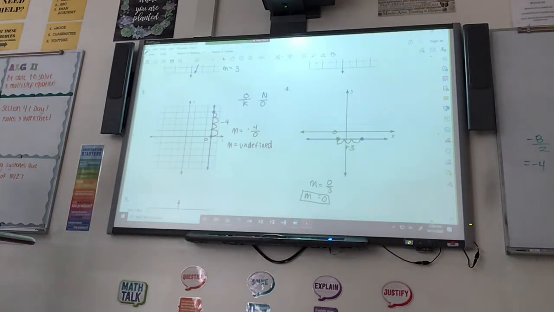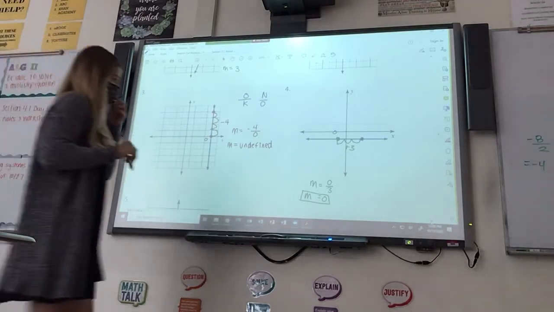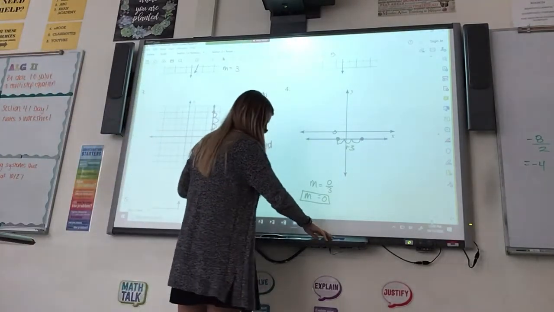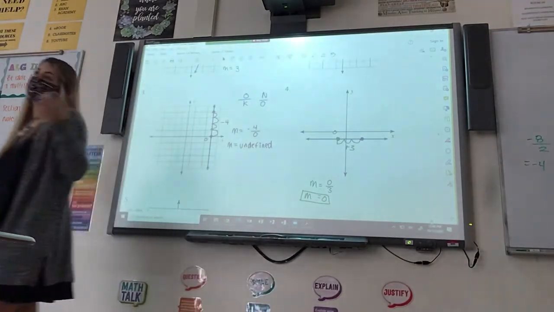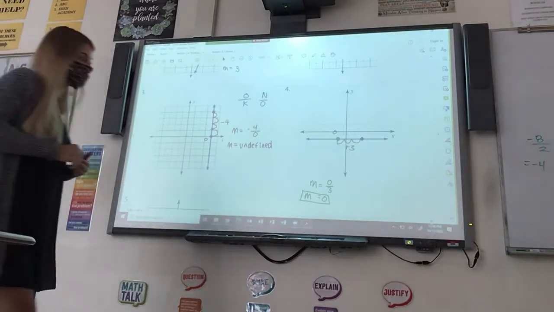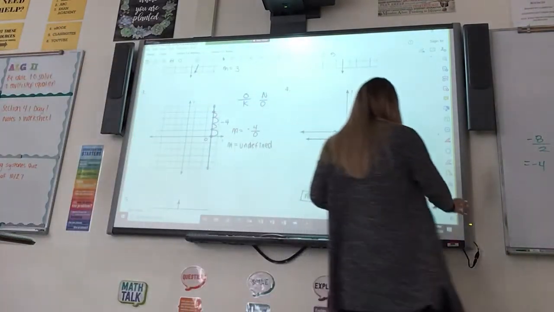Is this where we do a squared plus b squared? No, not yet. Is this where we do y equals mx plus b? Not yet. Kind of. With slope, yeah. We're not gonna be graphing that though. Yay. Thank you.